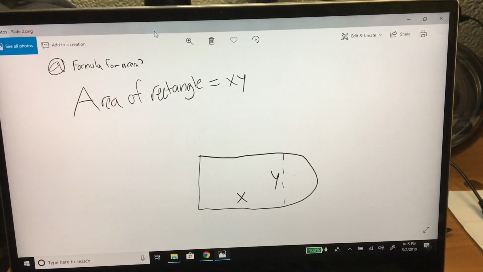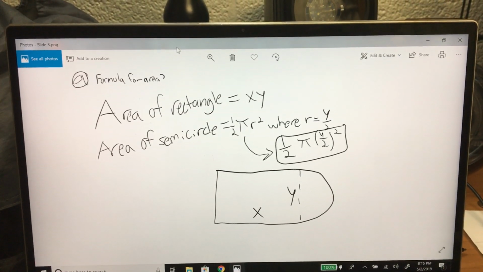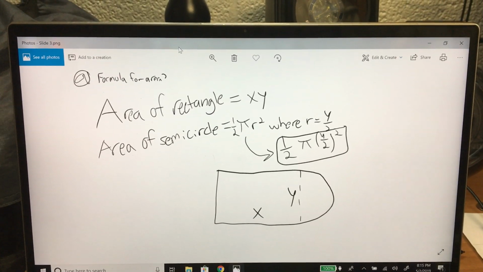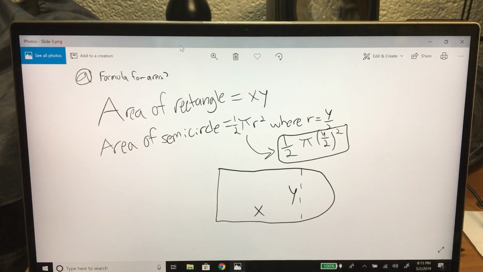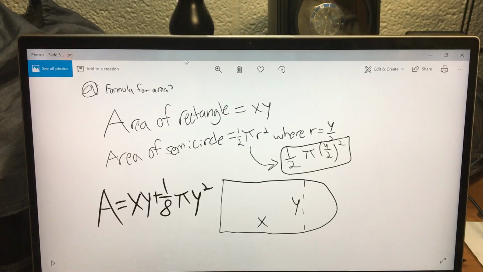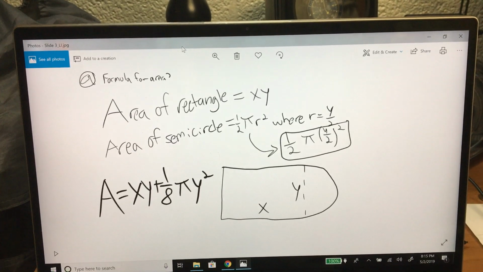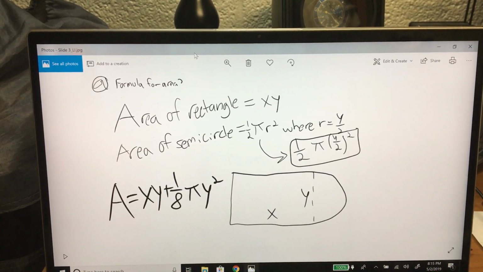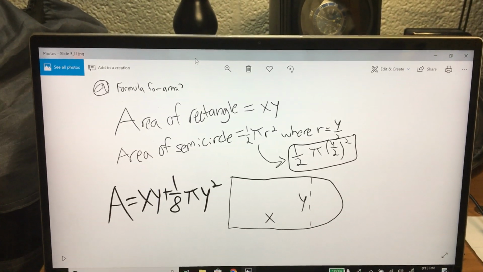Multiplying dimension x by dimension y gives you the area of the rectangle, and the area of the semicircle can be found using 1/2 pi r squared, where r equals y over 2. This simplifies down to 1/2 pi times (y over 2) squared. The area of the rectangle plus the area of the semicircle gives us the area of this shape. Further simplify the semicircle area formula to 1/8 pi y squared to get the final formula A equals xy plus 1/8 pi y squared.